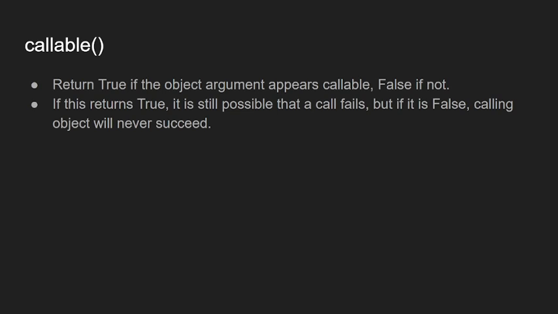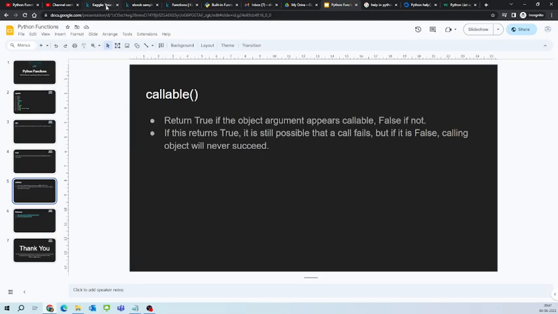But one thing is for sure: if the callable function returns false, then calling that object will never succeed. So callable is where we are talking about a class or an object having a call function. So let's go to the coding part of it.